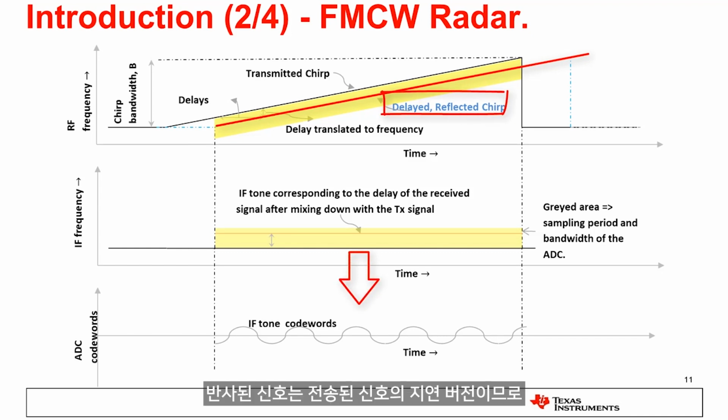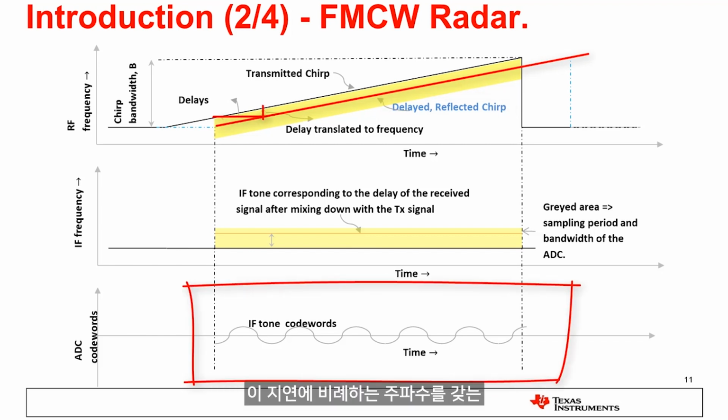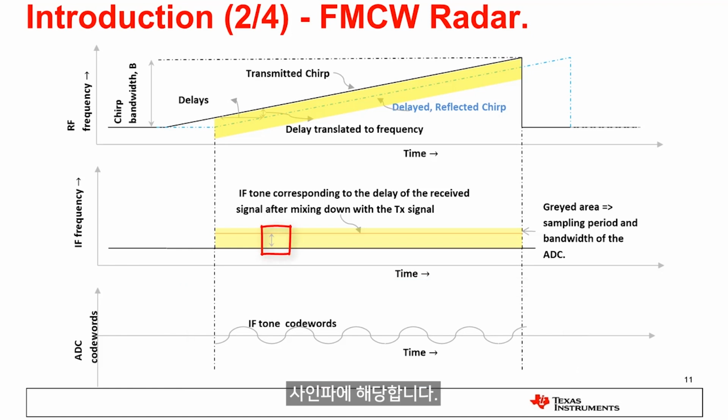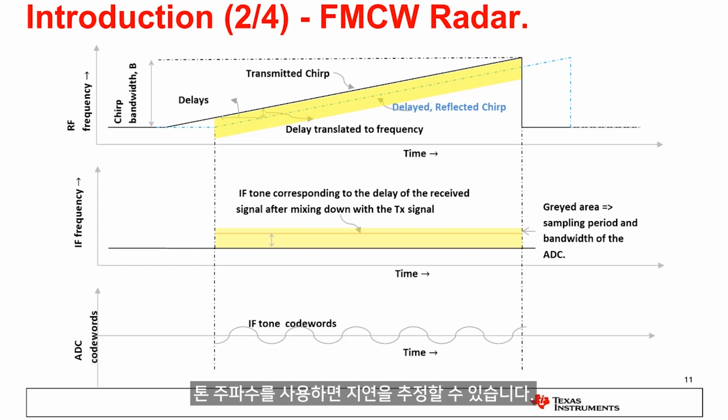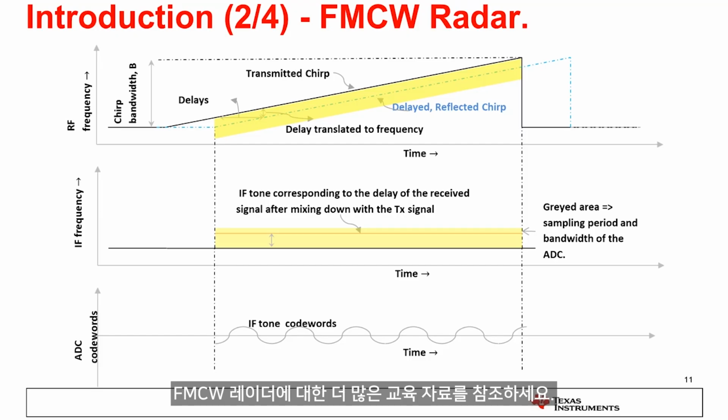Since the reflected signal is a delayed version of the transmitted signal, the mixed down signal corresponds to a sinusoid whose frequency is proportional to this delay. Delays can never be negative, so given a positive slope, all valid objects correspond to positive frequencies. With the tone frequency estimated by a Fourier transform, the delay can be estimated. Using the delay and light speed, the distance to the target can be estimated. For more information, please go to the website shown for more training material on FMCW radars.